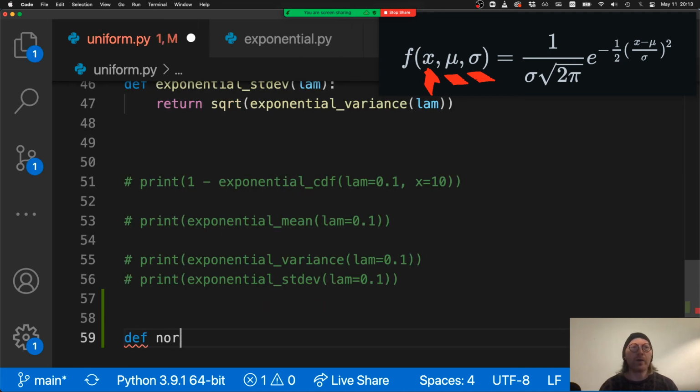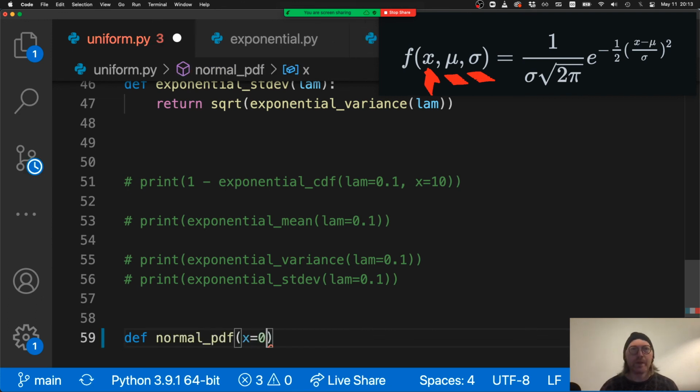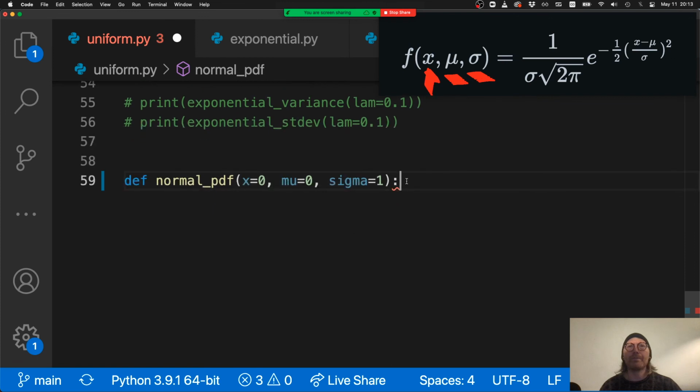And we're going to call this normal PDF, where by default x is 0, mu is 0, and we have a standard deviation of 1. Okay. So that's a standard normal distribution, as it turns out, mu of 0 and sigma of 1, that is. Okay, so we'll do this in parts. Maybe I'll make this just slightly bigger.